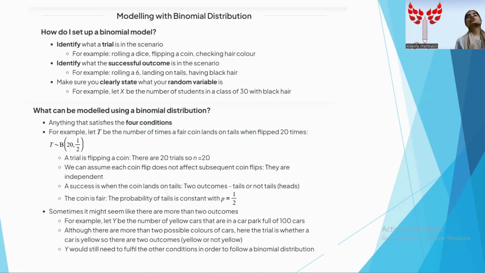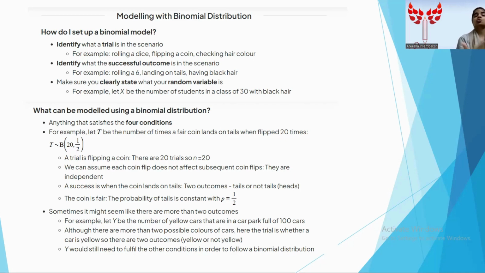Now we look towards modeling with binomial distribution. How do we make a model of a binomial distribution? You have to identify the trial in the scenario, for instance, checking hair color, flipping a coin, rolling a dice. You need to identify the successful outcome. What is the successful outcome? In the case of flipping a coin, maybe getting a tail; rolling a dice, getting a 6; checking hair color, having black hair. And then you have to clearly state your random variable with your number of observations.